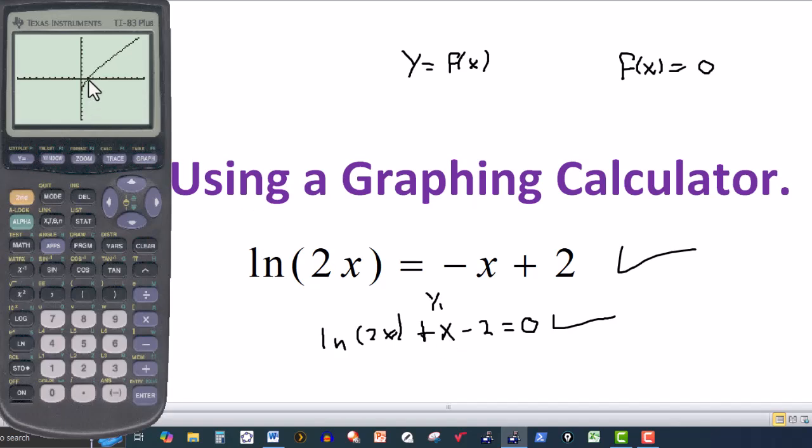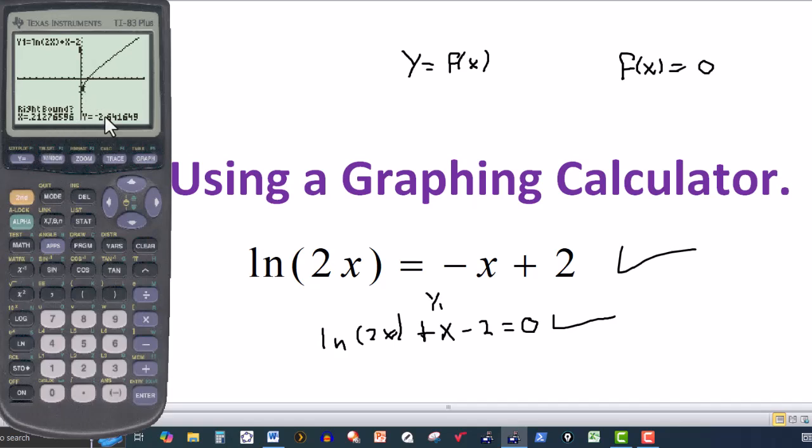And this point right here where it crosses the x-axis, that's the x-intercept. The first component of that is the solution to this equation, because that corresponds to the 0. So again, we hit second, trace, and this time we want option number 2. We're going to use the 0 feature. So hit 2 here. Then it says left bound. Hit the right arrow here. There it is. It's on the left side of that point. So I hit enter.